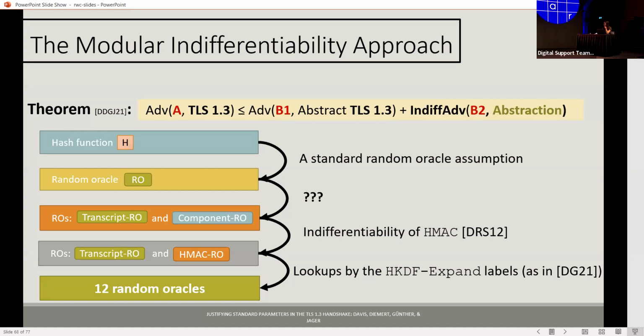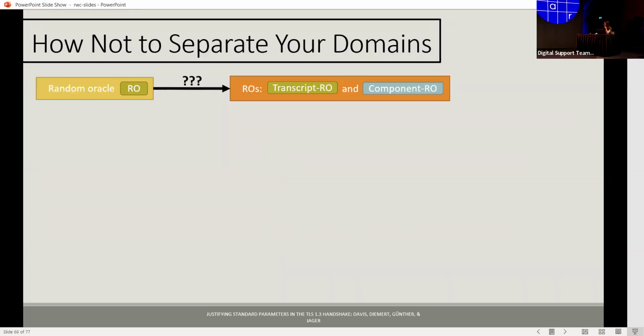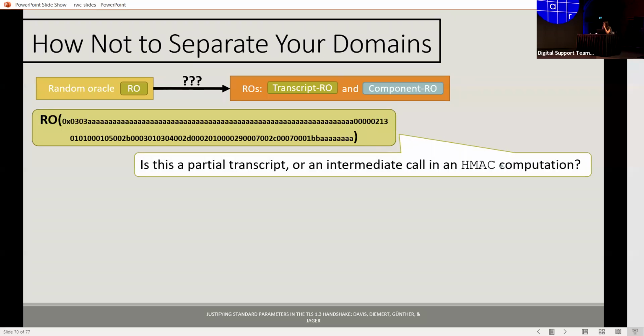The step we didn't justify is a little bit more subtle. And this is where the legacy session ID comes in. To prove indifferentiability, we need a rule that determines when a hash function input is a transcript and when it's not. So as a quick example, is this a transcript or not? For this one, we can tell because it's 71 bytes, which is too short to be anything but a transcript. All HMAC calls are at least 96 bytes in TLS 1.3.